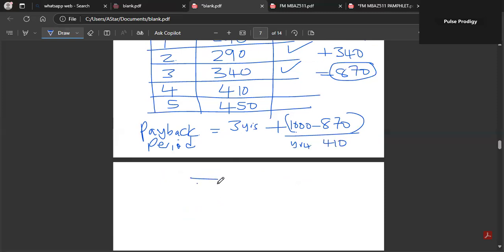Are people with me so far? So it will be 3 years plus, what's the difference there? 130, right? Which we can recover from the 410. So what are we getting now?